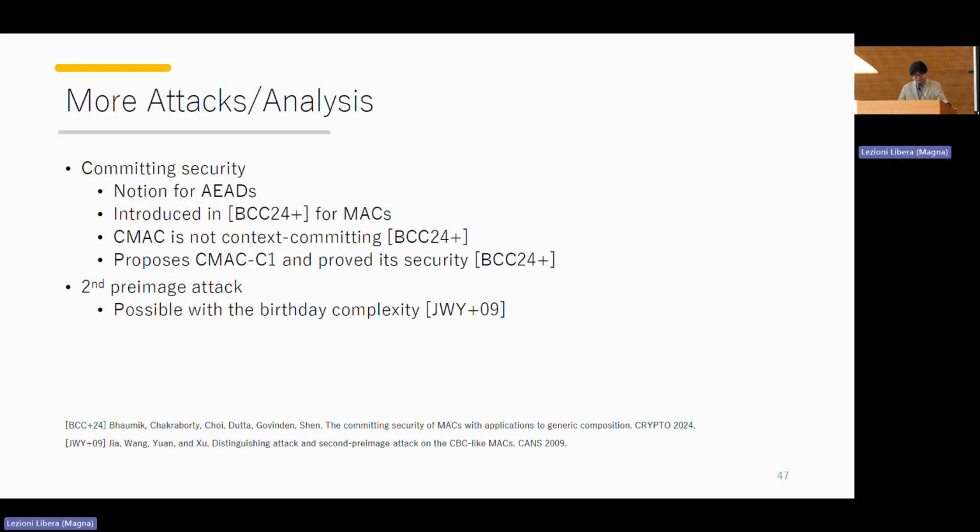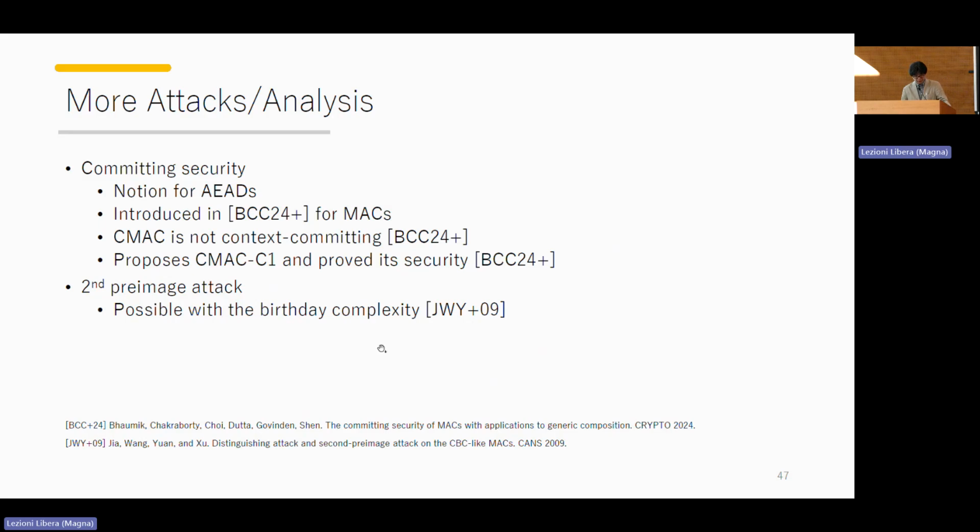There is an analysis about committing security. This notion was first introduced for authenticated encryption schemes, but this was introduced in a Crypto paper for MACs. And it was proved that CMAC is not context committing. And they proposed a variant and proved its security. Not all the notions, but for some of the notions, it maintains the security.